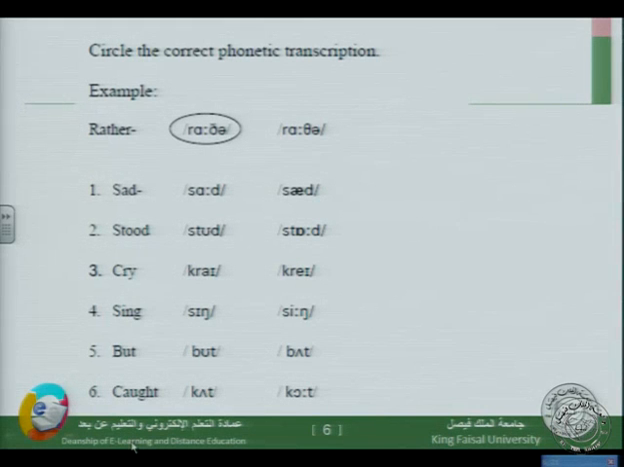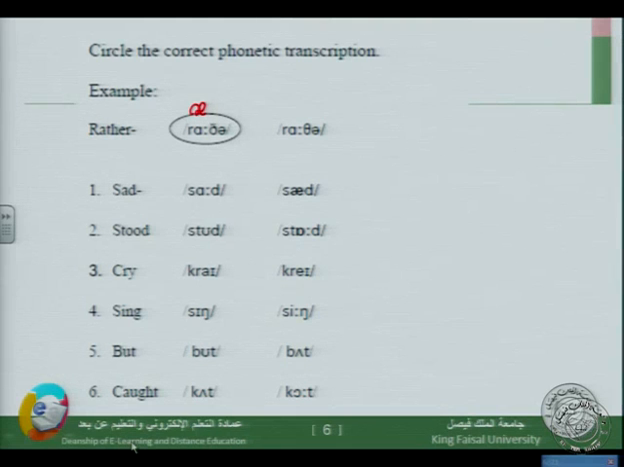It's more advanced than the previous exercise. For example, rather. So when you say rather, this is British. British always give you strong sounds, while the Americans usually like to say it in a kind of light sound. So instead of ah, they say ah, like father. This is British; in American, father.